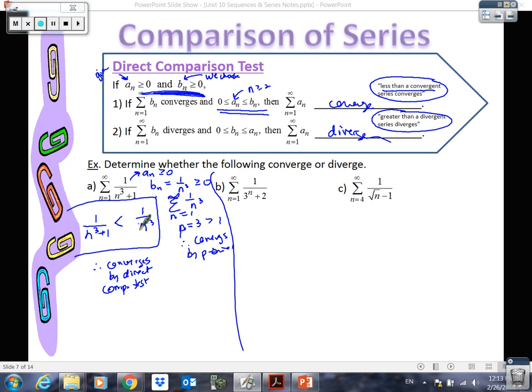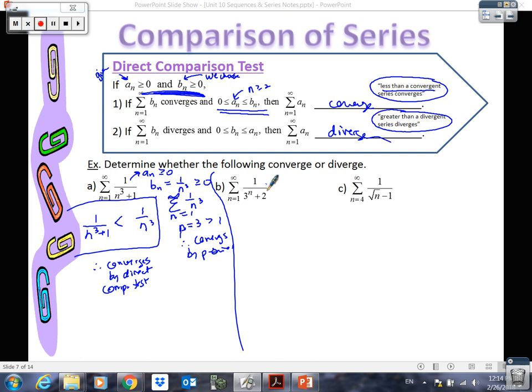So I've got to find a comparison series. It looks to me like if I just kind of, let's ignore the plus 2, because as we are going to infinity, as n gets larger and larger, really what does a plus 2 do to that, right? Not much, as n gets larger and larger. So I'm going to compare to 1 over 3 to the n. Or basically 1 over 3, all to the n.